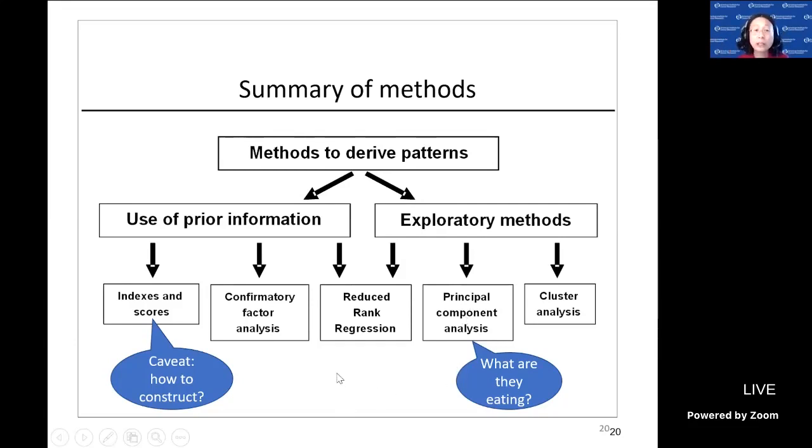On the other hand, there are also the dietary methods that use existing information. And I have described a little bit about the index as a score in which you come up with the criteria and you come up with ways to measure it. And so therefore the caveat becomes, how do you construct it? And how do different people construct these scores?